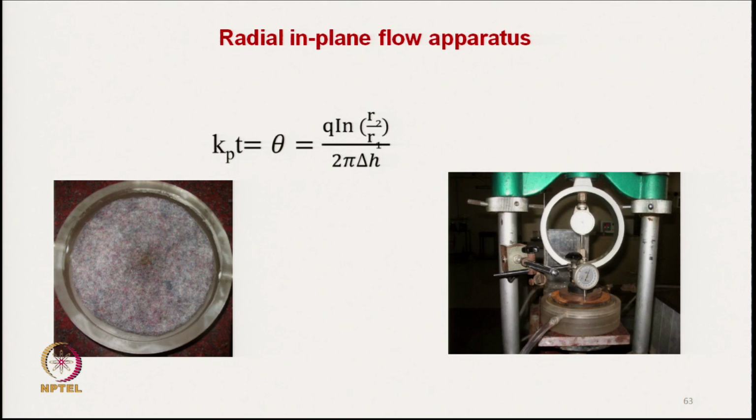We can also calculate if the shape of the specimen is circular; in that case the radial in plane flow is measured using this formula, where R1 and R2 are the outer radius and inner radius. So, from there, using this formula, we can calculate the radial flow parameters.